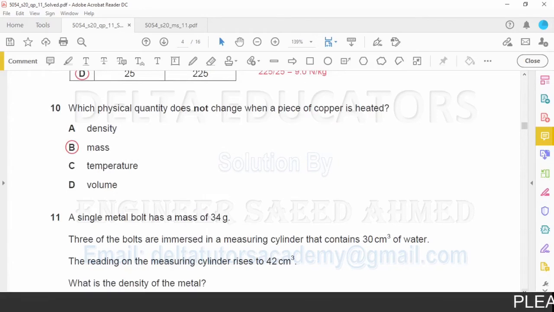Question number 10. Which physical quantity does not change when a piece of copper is heated? Option A density, B mass, C temperature, D volume. Mass always remains constant, mass does not change, so here our correct option is option B mass.